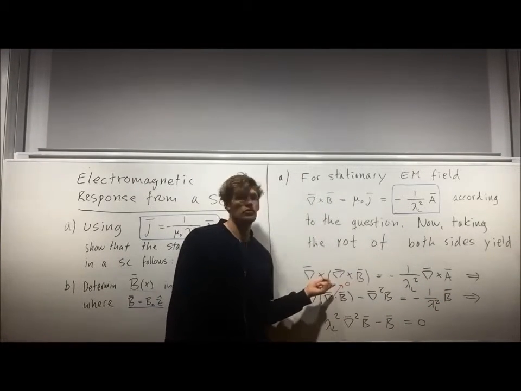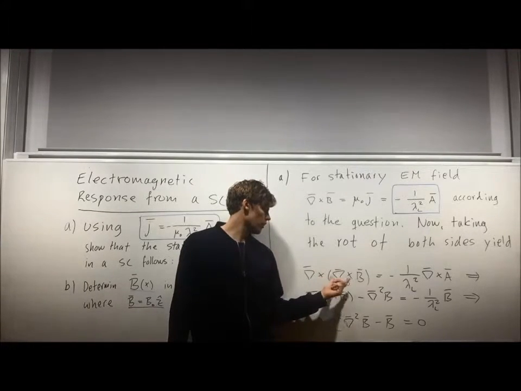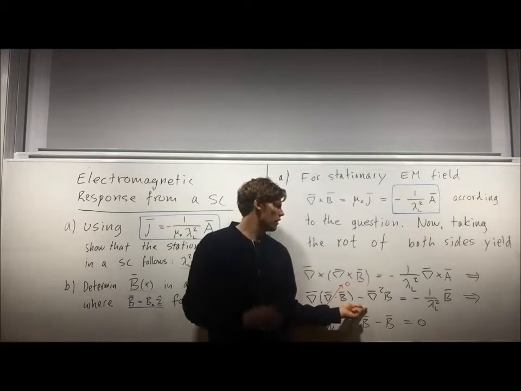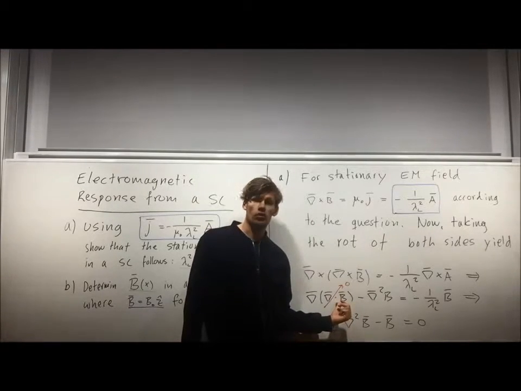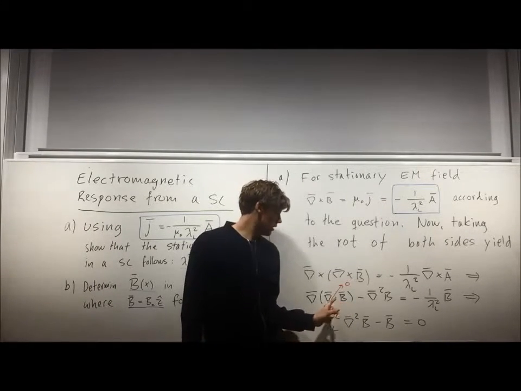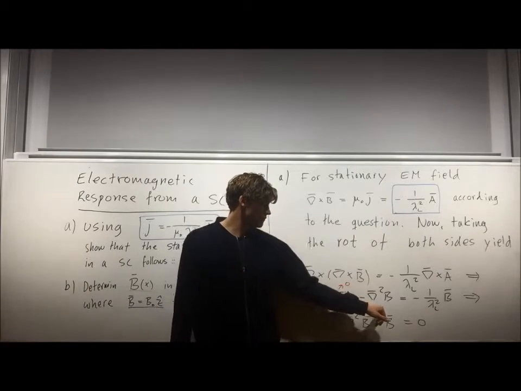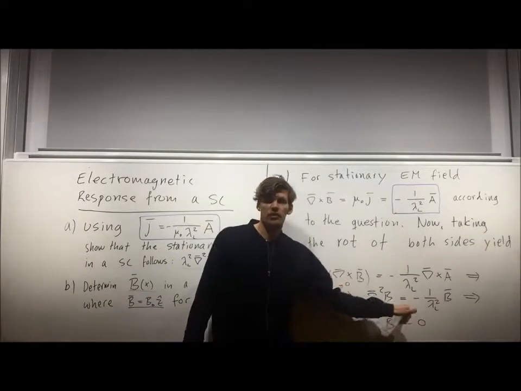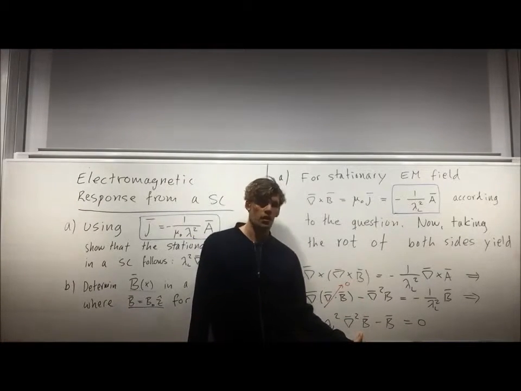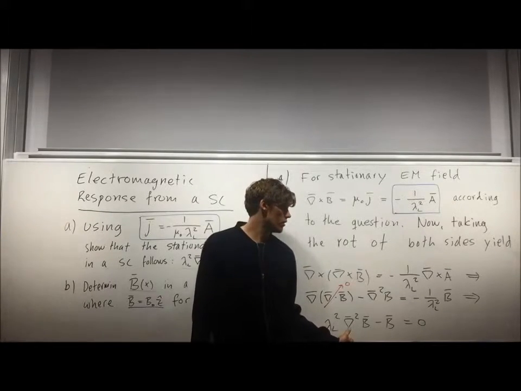And from this side, we can use the rule that a double rotation gives two dot products and a minus sign in between them. And also, according to Maxwell's equation, this will equal 0. There's no divergence in a magnetic field. And giving these two terms and putting them together, you get the wanted equation here, where this lambda L is the penetration depth.